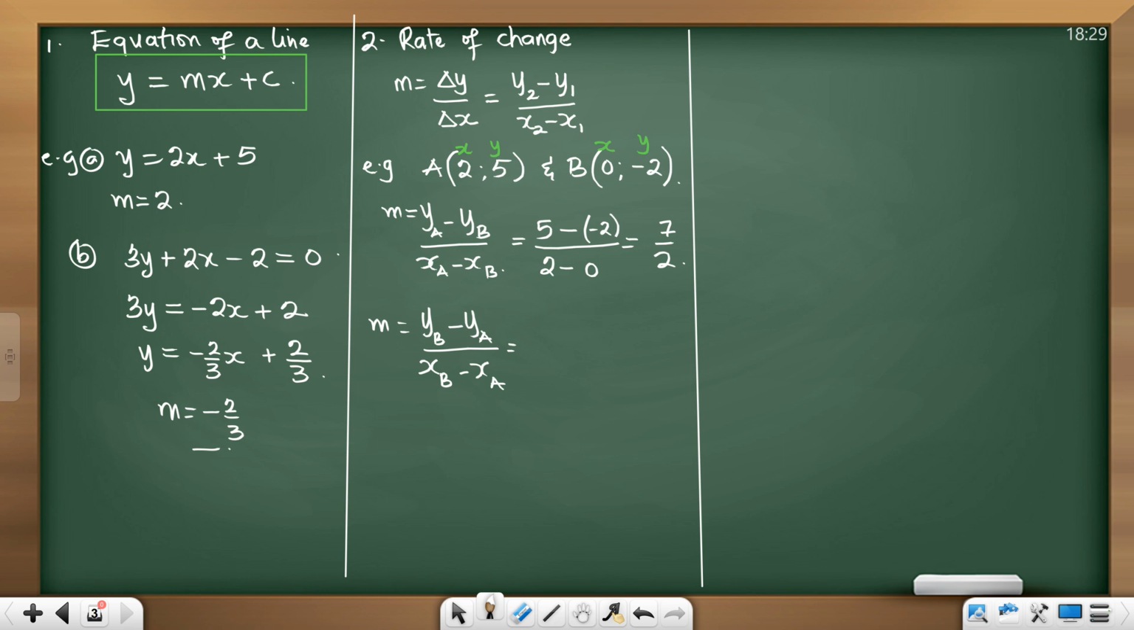If I use the second one, b and a, now b first. What is the y value of b? -2 minus the y value of a, 5, over the x value of b, 0, minus 2. That is -7 over -2. Do you see my answers are the same? So if it is a first, you get a on top. A must also begin at the bottom.